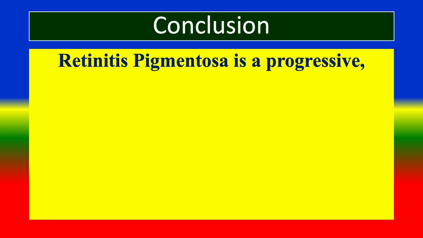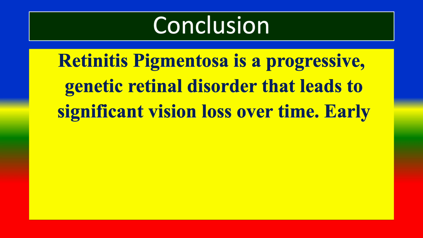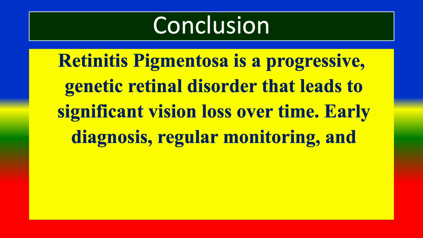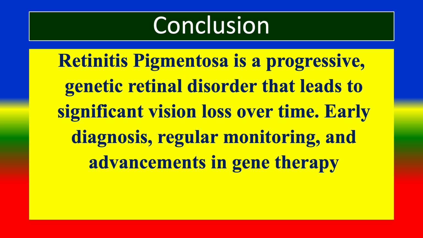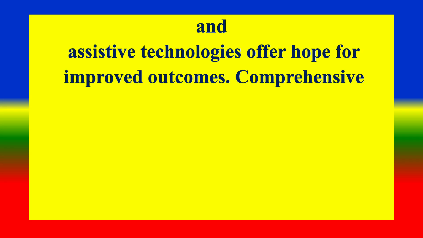In conclusion, retinitis pigmentosa is a progressive genetic retinal disorder that leads to significant vision loss over time. Early diagnosis, regular monitoring, and advancement in gene therapy and assistive technologies offer hope for improved outcomes.